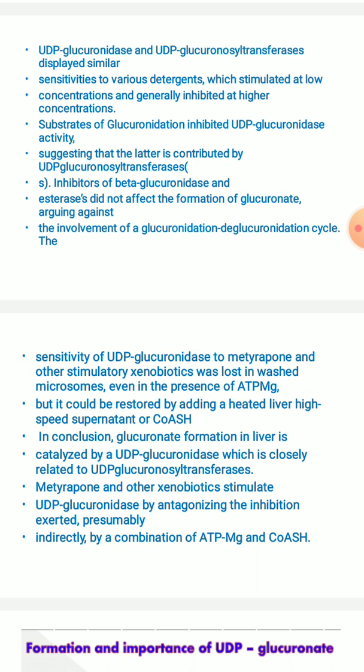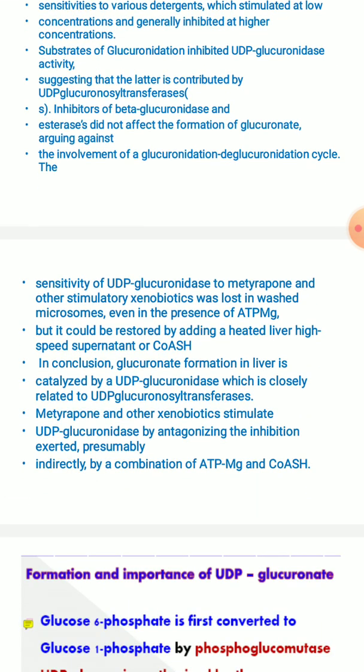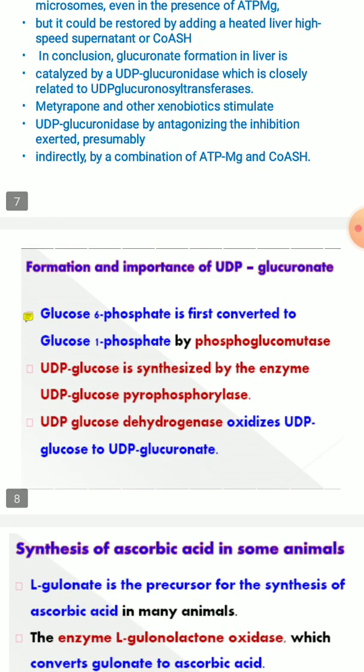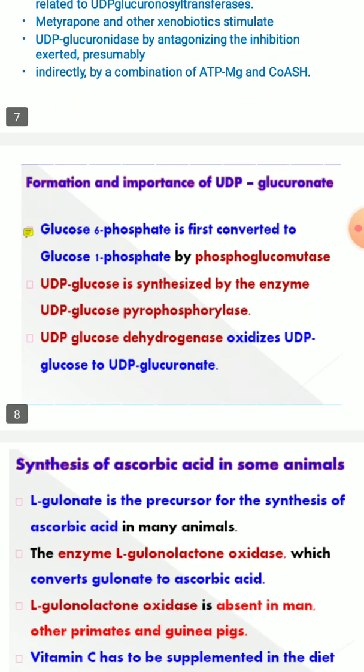So by this experiment, they have concluded that this glucuronate formation in the liver or the hepatocytes is mainly catalyzed by the UDP glucuronidase enzyme, and it is closely related to the UDP glucuronyl transferases. So this metyrapone and other xenobiotics are going to stimulate UDP glucuronidase enzyme by antagonizing the reaction inhibition, which is mainly exerted indirectly by the combination of this ATP magnesium and coenzyme A, both. So now let us see what is the formation and importance of this UDP glucuronate.